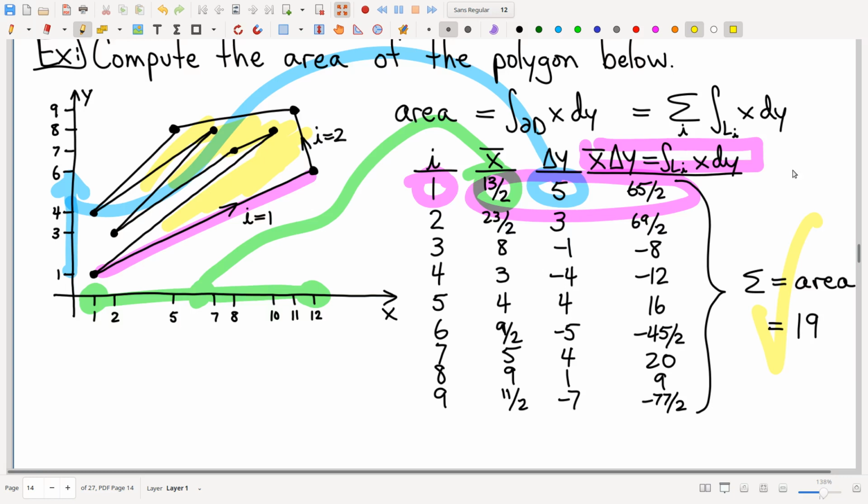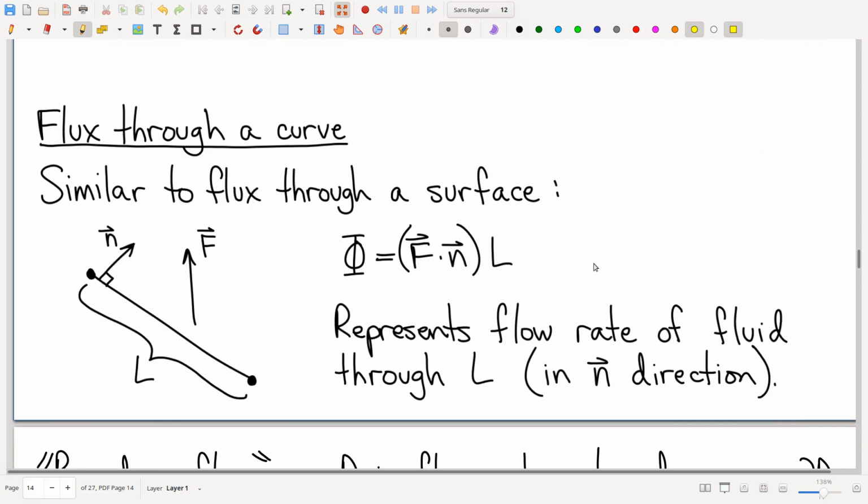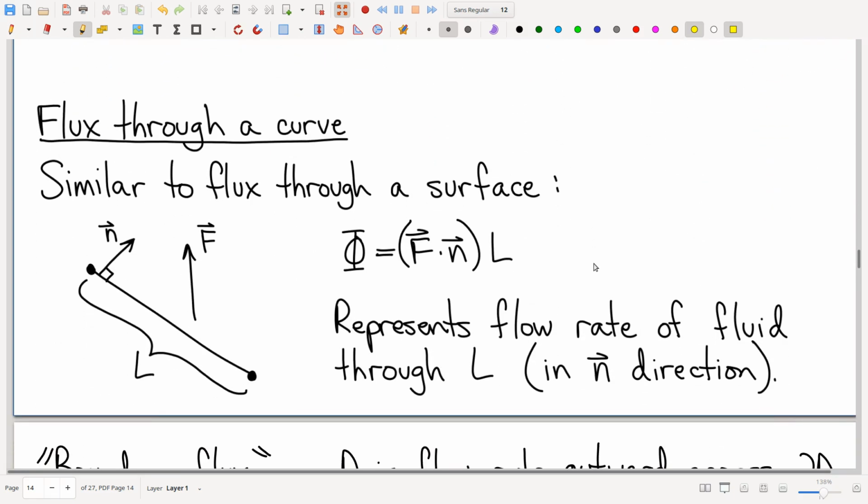All right. I want to get started on this last bit before we call it a week. So let's talk about flux through a curve. Y'all remember from chapter 3 we talked about flux through a surface.